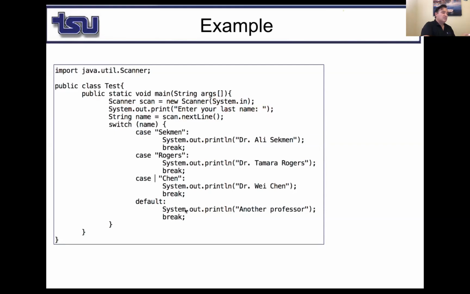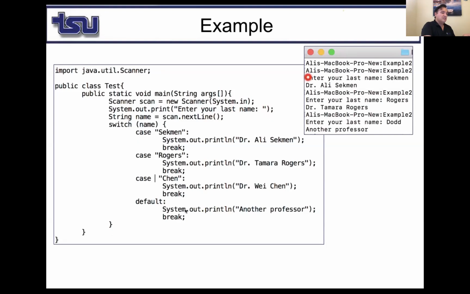Okay, let's show this one here. It says enter your last name. Assume that I type segment and press enter. So name is going to be what? I use nextLine method of scanner class via scan object. That means name is going to be a string, which is segment. Okay, here I type segment, so name will be segment.